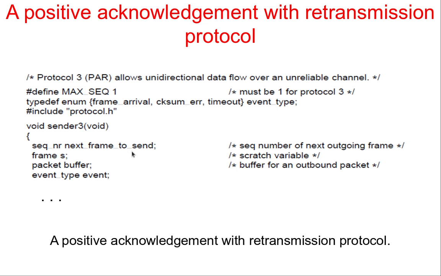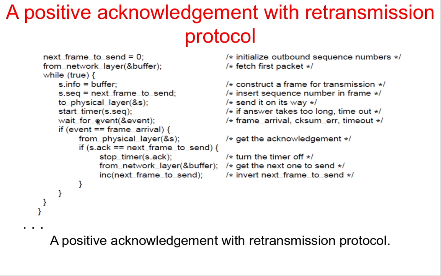So at the sender, we are defining a sequence number which is next_frame_to_send. Next frame to send, that's the sequence number. We can define any number here. So a frame is being defined, a packet is defined with buffer, and event type event, as we have seen previously. Here the next frame to send is defined to be 0, initialized.